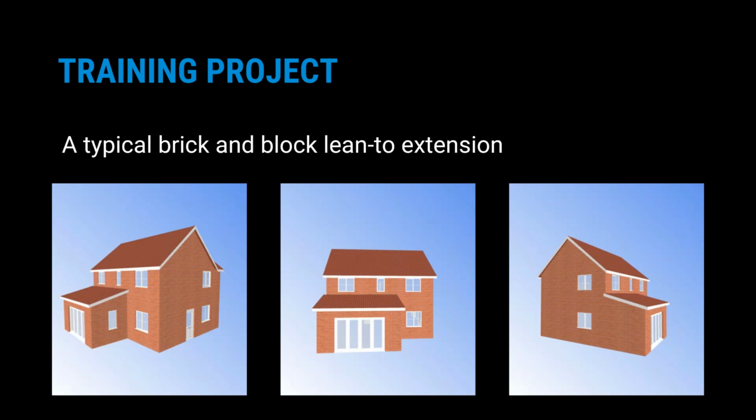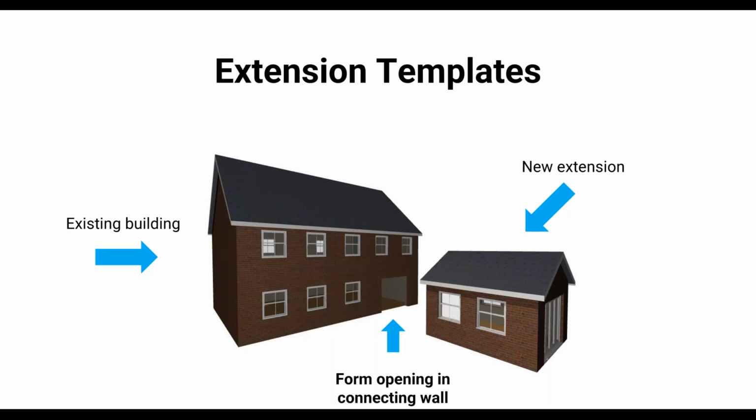Now, the training project we're going to be doing over this course is just going to be a simple lean-to single-story extension. The main idea is that we encounter the various different tools and templates that we'll be using along the way, that can be applied to any project. We'll be using an extension template, which will allow us to attach an extension to an existing building, allowing it to form the opening and plaster where appropriate within as well.